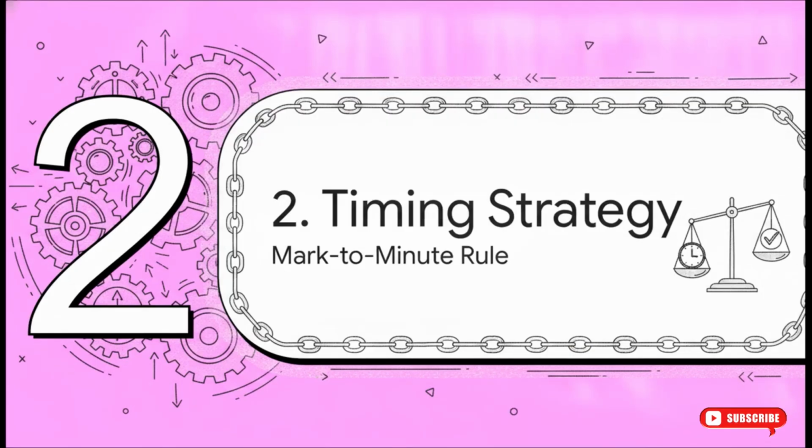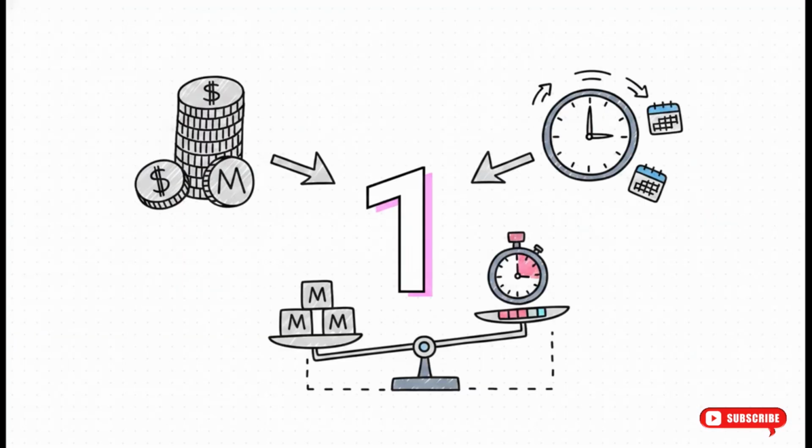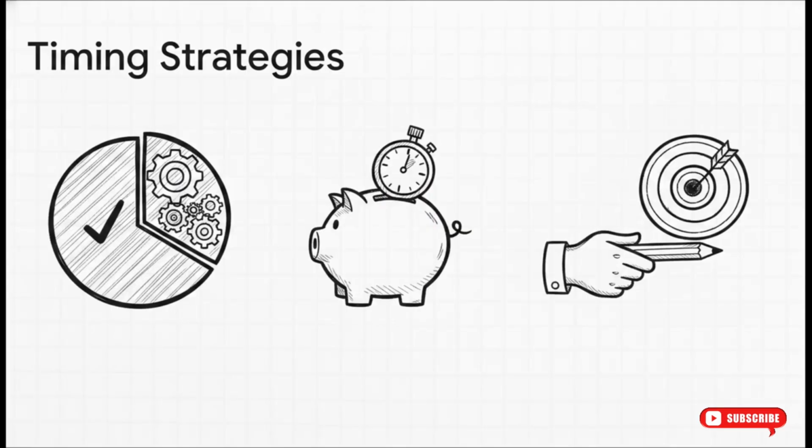Okay, moving right along to Section 2, the mark-to-minute rule. So, the number 1. This is the golden rule of the exam economy. Marks are your currency, and you purchase 1 mark with exactly 1 minute of your time. Period. This one simple formula should change everything about how you pace yourself. A 4-mark question, it gets exactly 4 minutes of your life. No more.